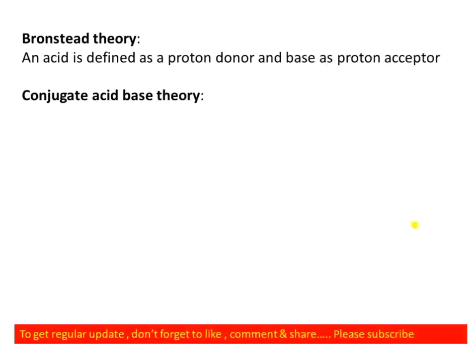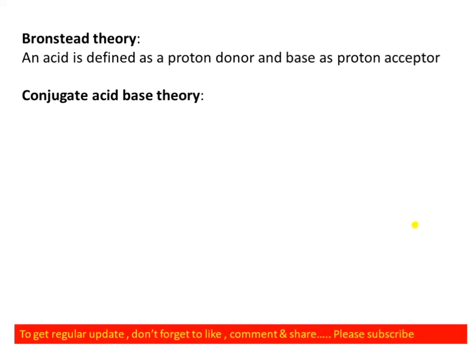The theory says an acid is defined as a proton donor and a base as a proton acceptor. Here the proton means H plus ion. So a base must have a pair of electrons available to share with protons, that is H plus ion. Now this pair of electrons may be present as an unshared pair, that is a lone pair of electrons, or a negative charge in the base with which the proton will coordinate.